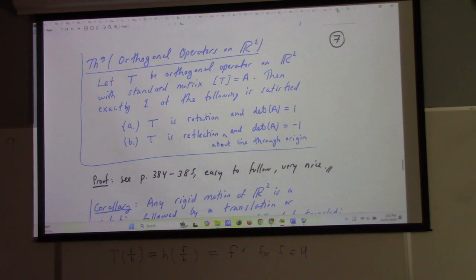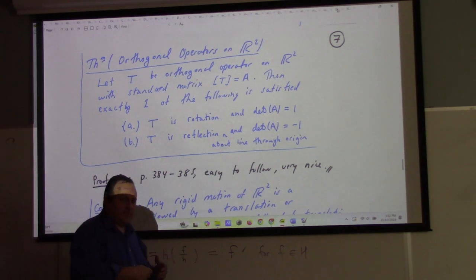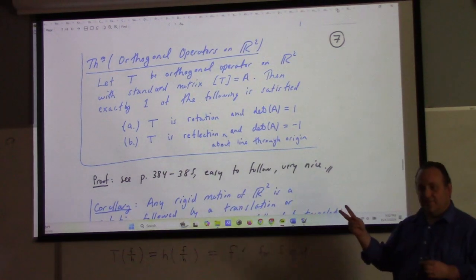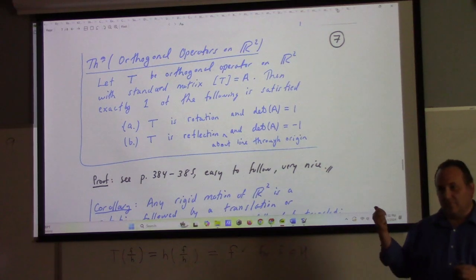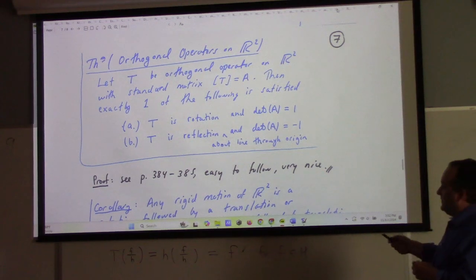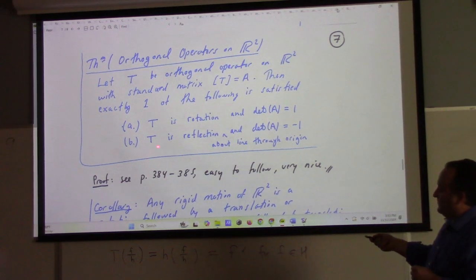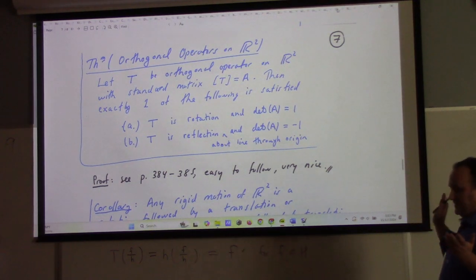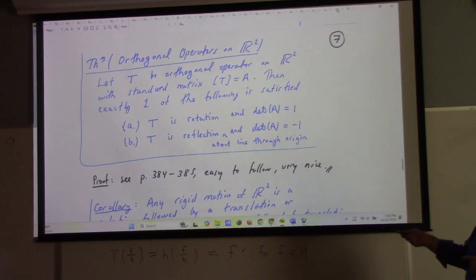So this gives you a complete catalog of orthogonal operators in the plane. There are two kinds. There's either rotations or reflections. That's all you got. And it's a rotation if the determinant is 1. It's a reflection about some line through the origin if the determinant is -1. That's it. This proof is not clever. I'm not saying that's not the right thing to say. It's easy to follow. I stand by my words. So you can look at that.